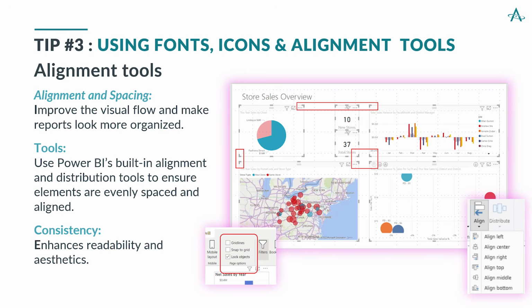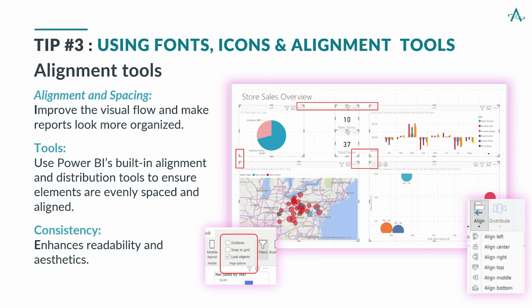Proper alignment and spacing are essential for creating a well-designed and visually appealing report. Power BI offers built-in alignment and distribution tools to help you arrange elements neatly. Consistent alignment and spacing improve readability and give your report a polished professional appearance.